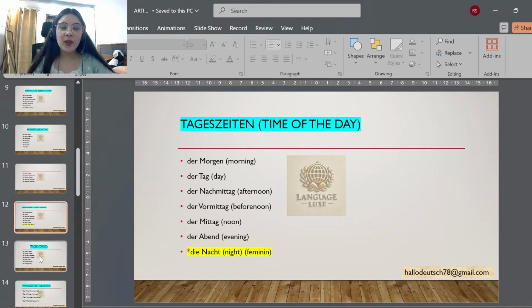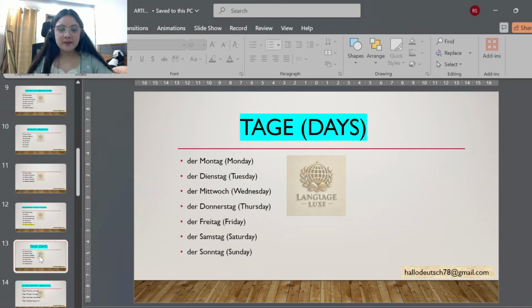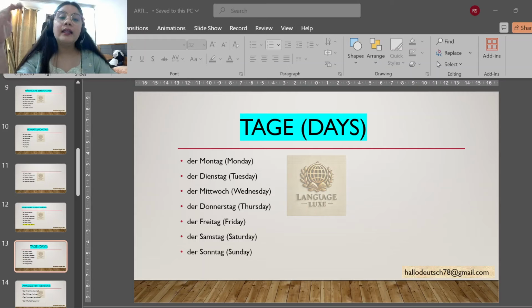Great. I hope it is clear. Then comes Tage. Tage means days. Now, the day names also are masculine in nature in the German language. For example, der Montag. Montag is Monday. Der Dienstag. Dienstag is Tuesday. Der Mittwoch.